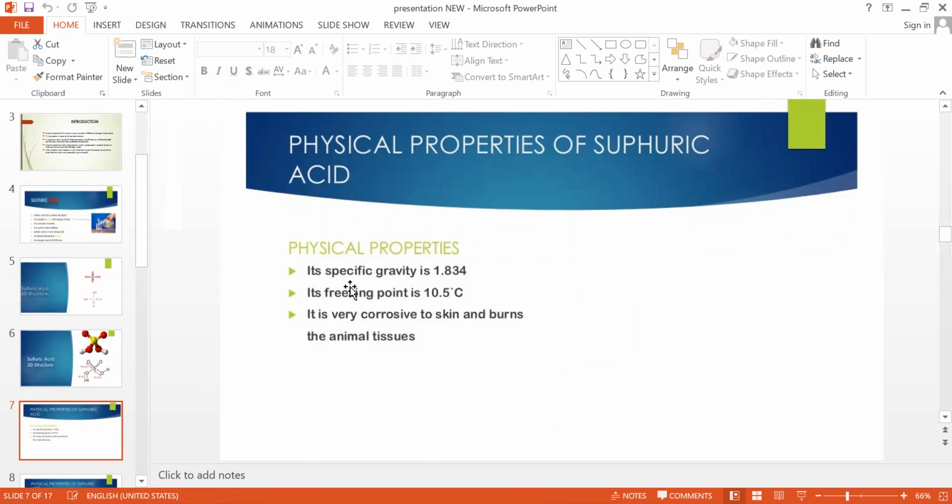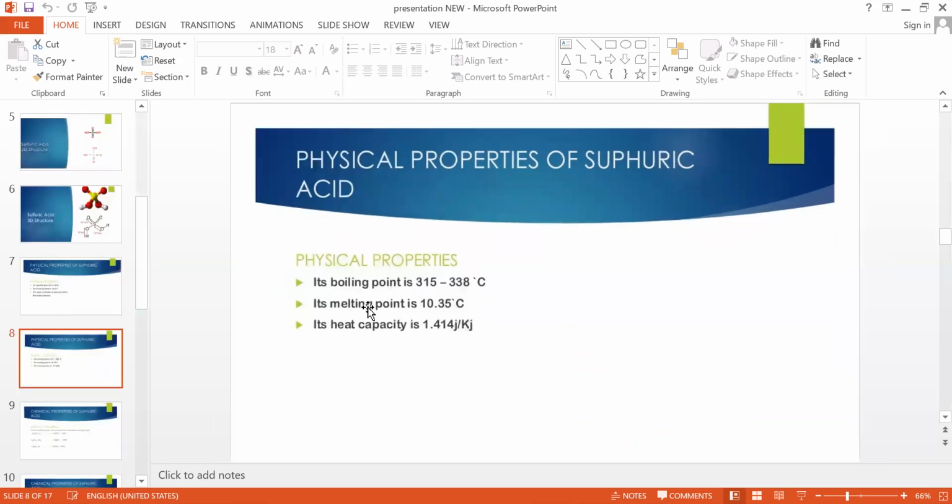Its specific gravity is 1.834. Its freezing point is 10.5 degrees Celsius. It is very corrosive to skin and burns animal tissues. Its boiling point is 315 to 338 degrees Celsius. Its melting point is 10.35 degrees Celsius. Its heat capacity is 1.414 joule or kilojoule.